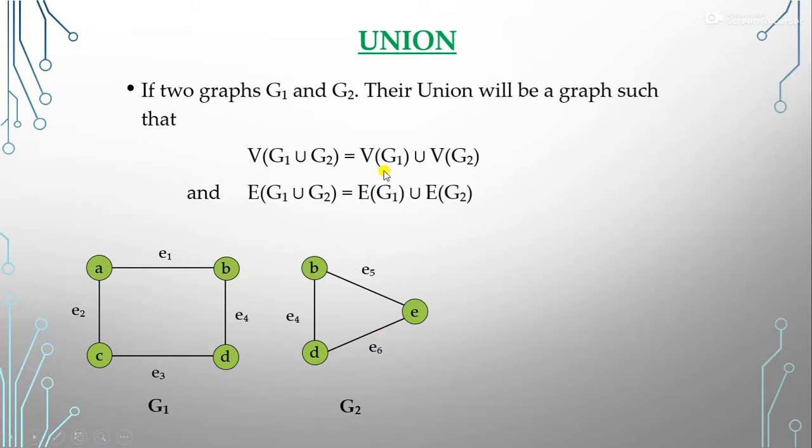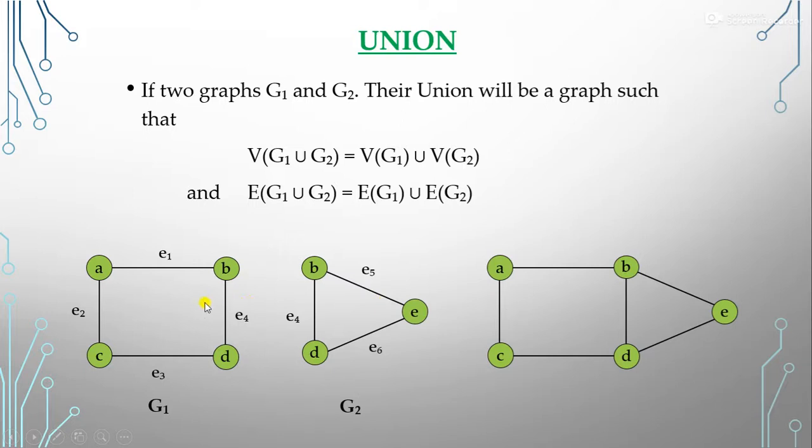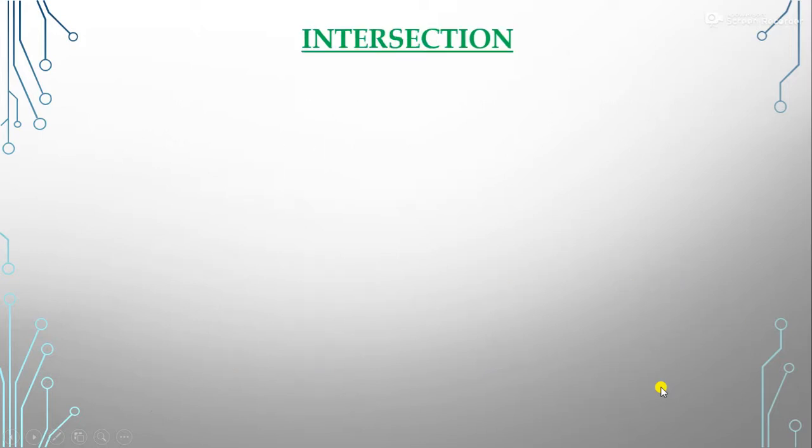First of all we need the vertices. How many vertices are in our G1 union G2? The union of all these vertices: we have the total vertices A, B, C, D and E, right? And for the edges, we have to take all edges which are included in G1 and in G2. So this is E1, E2, E3, E4, E5 and E6. So this is our graph of G1 union G2. Clear? Now the next one is intersection.